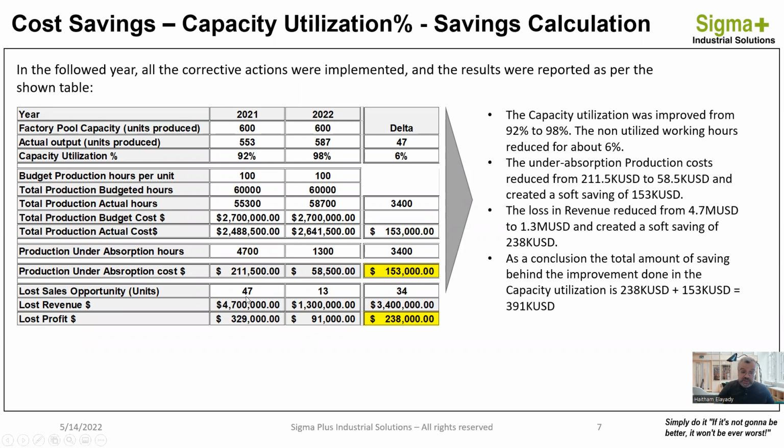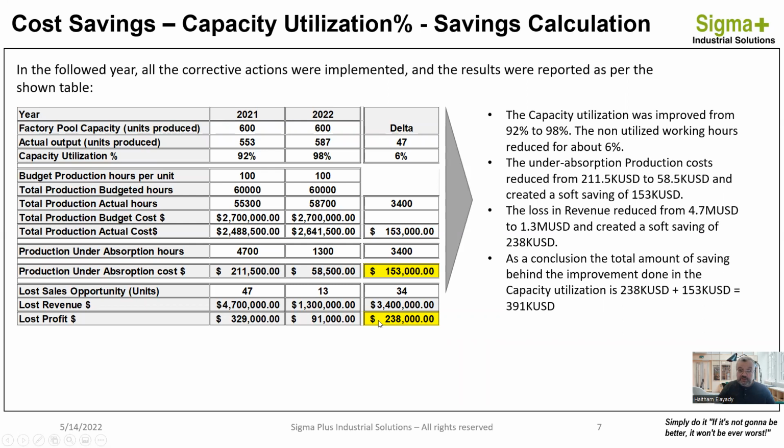Now the second portion is to see how did we manage the lost opportunities of creating additional revenues. So last year in 2021, you have lost 47 units that could generate 4.7 million. This year you have lost 13 units, which could generate $1.3 million revenue. So what you have done this year, that you have secured $3.4 million as a revenue, and creating an additional an EBIT.